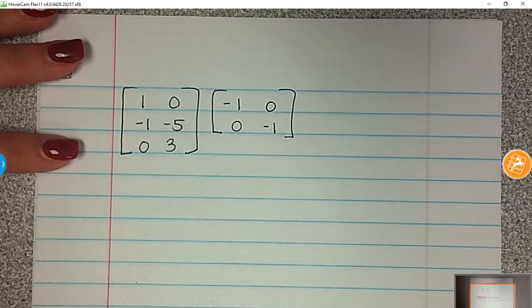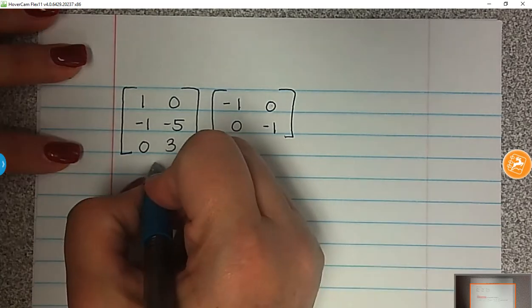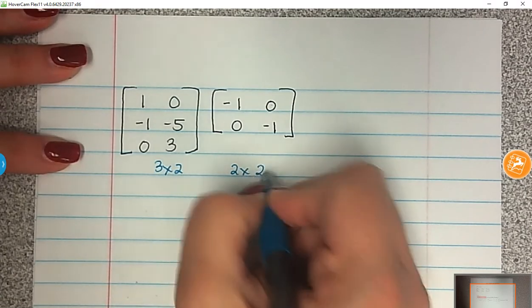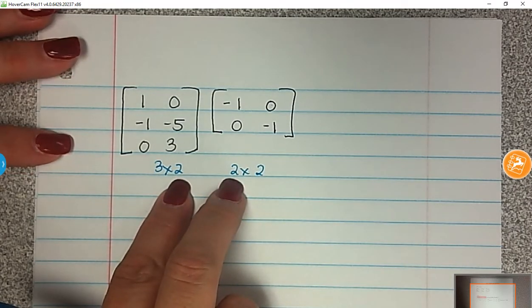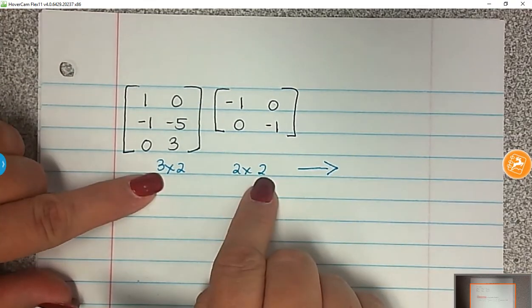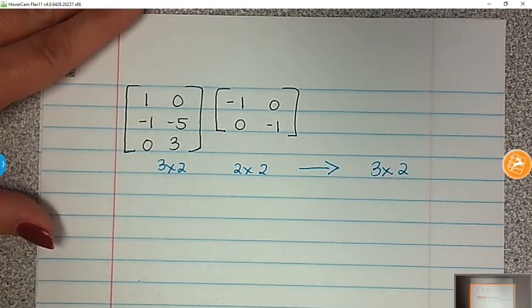So now the first thing we've got to do is check and see, can we even multiply these? So this first one is a 3 by 2. This next one is a 2 by 2. Since these two numbers right here are the same, I can multiply them. So my answer is going to look like the outside numbers. My answer is going to be a 3 by 2.